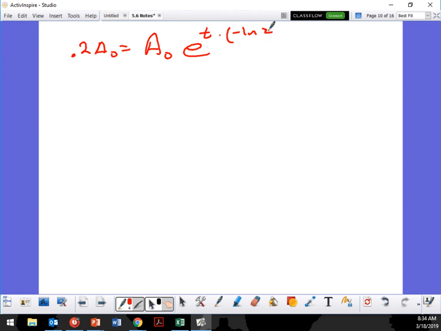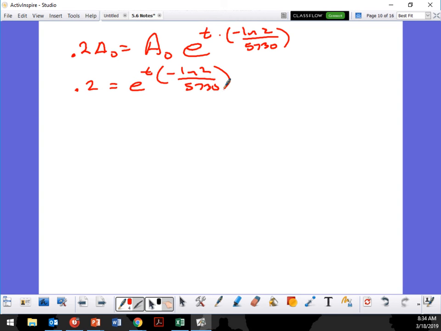Negative ln of 2 over 5730. Right? So we're using our second point now, because we had 2 points to start off with, right? That's the reason why I always try and do this. I set it up with 2 points, so now from here, let's go ahead and do our math. My asymptotes go away, so I'm now going to be left with 0.2 equals e to the t times negative ln of 2 over 5730.